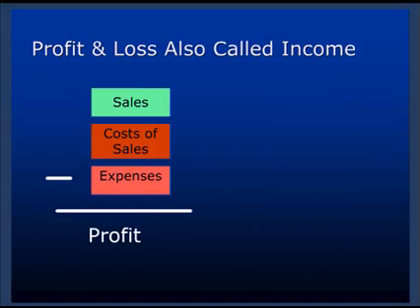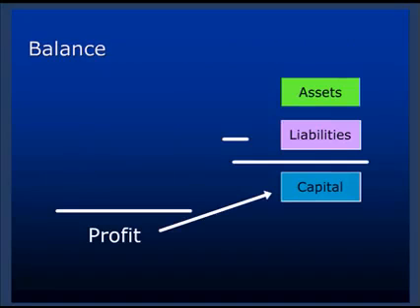Your profit and loss, also called income statement, takes sales and subtracts costs of sales, also called COGS or cost of goods sold, to calculate gross margin. And from gross margin, you subtract expenses, which would include interest and taxes, and your regular operating expenses, to calculate profit. The balance sheet shows the financial position of the company at any given date.